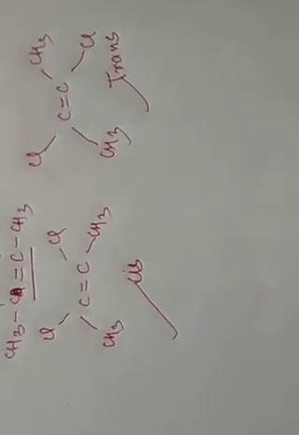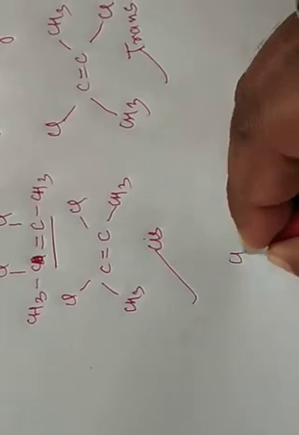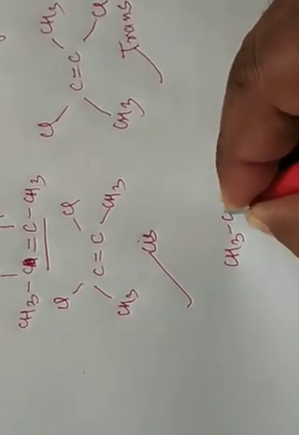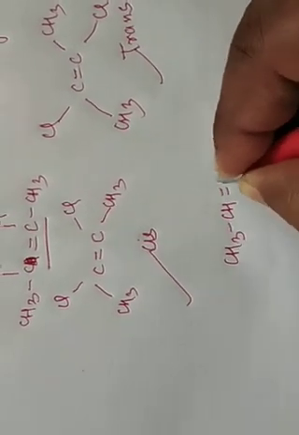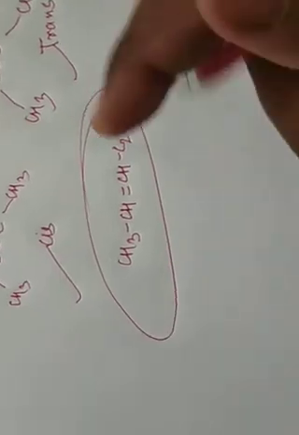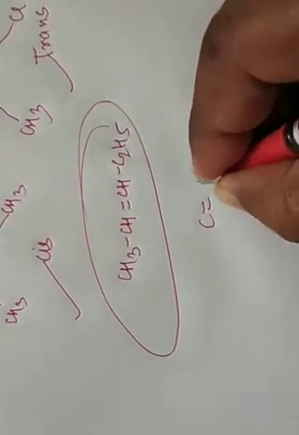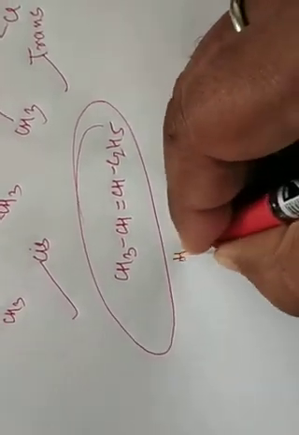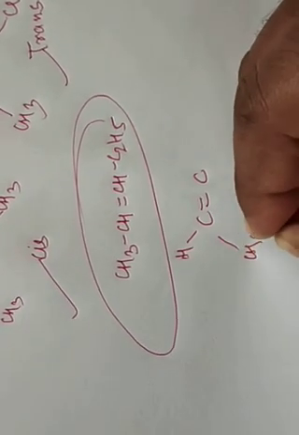Clear? Now suppose you have this type of structure, CH, then CH, and there is a C2H5. Okay, clear? Now first you focus on the C double bond C. One side is H and one side is CH3.